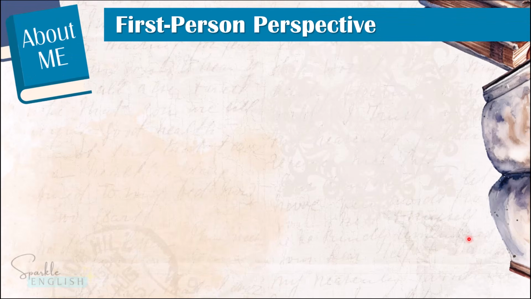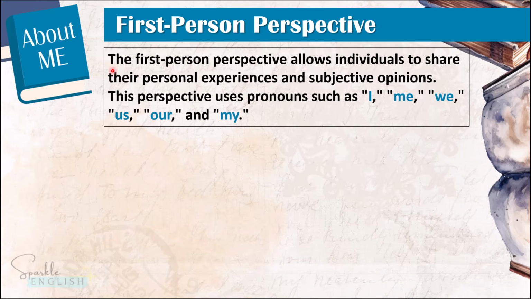Let's go into more detail about each point of view or perspective. So the first person perspective is all about me. The first person perspective allows individuals to share their personal experiences and subjective opinions. What I think or what I say isn't necessarily the truth. This is my opinion and my experience.